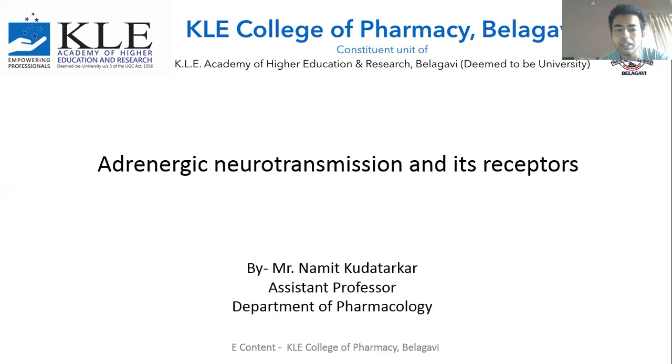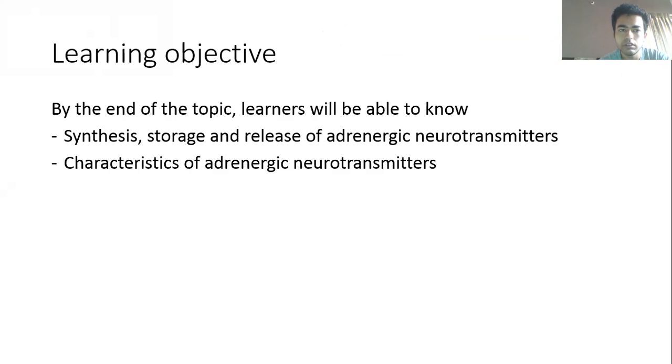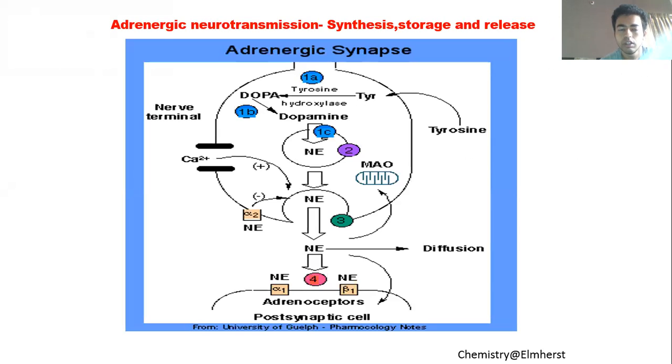So today I am going to discuss about the adrenergic neurotransmission and its receptors. Learning objectives. By the end of the topic, the learners will be able to know the synthesis, storage and release of adrenergic neurotransmitters, characteristics of the adrenergic neurotransmitters. Now coming to the synthesis, storage and release of neurotransmitters. So the first thing what we are going to see here is how the adrenergic neurotransmitter is being synthesized.